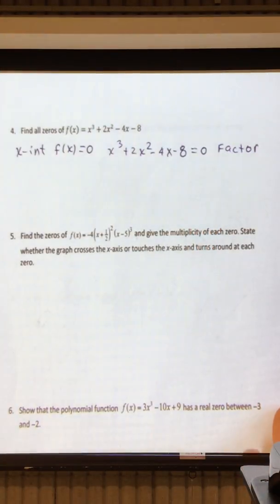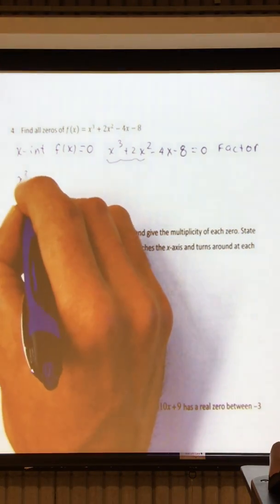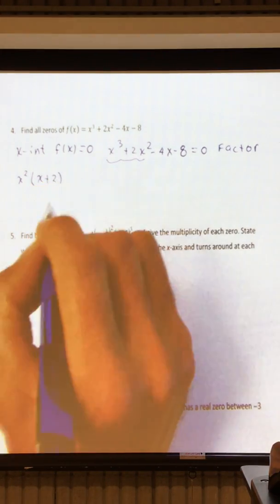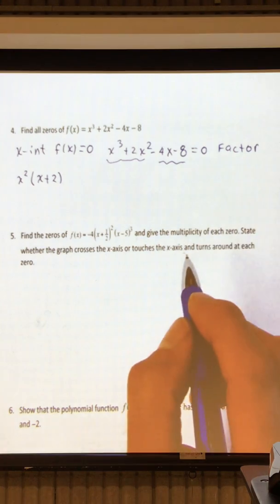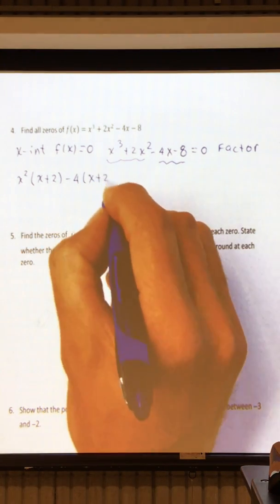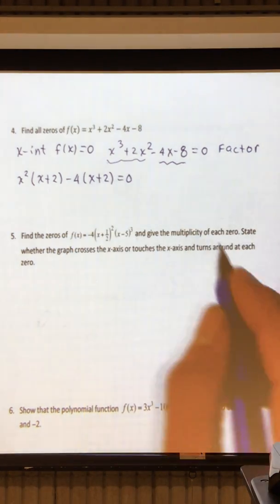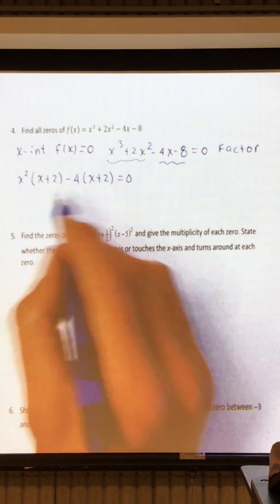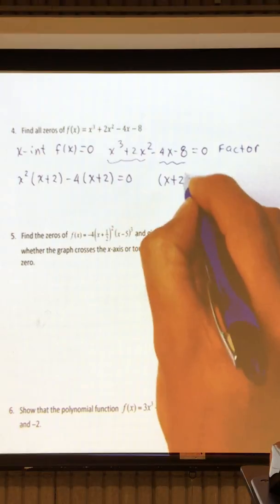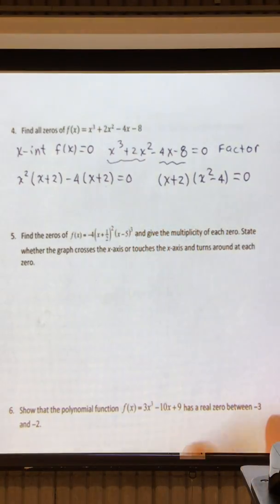And this is a little tricky to factor. If we group the first two terms together and factor out a common factor of x squared, we're left with x plus 2. And if we group the next two terms, we have a common factor of negative 4. We can take that out, and that also leaves us with the second factor of x plus 2. Now, continue to factor. You have a common factor of x plus 2 in each of these. Take that out, leaving us with x plus 2 times x squared minus 4 equal to 0.